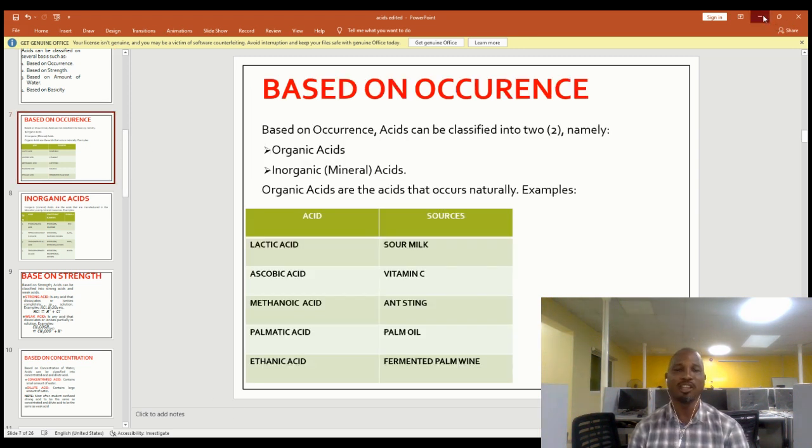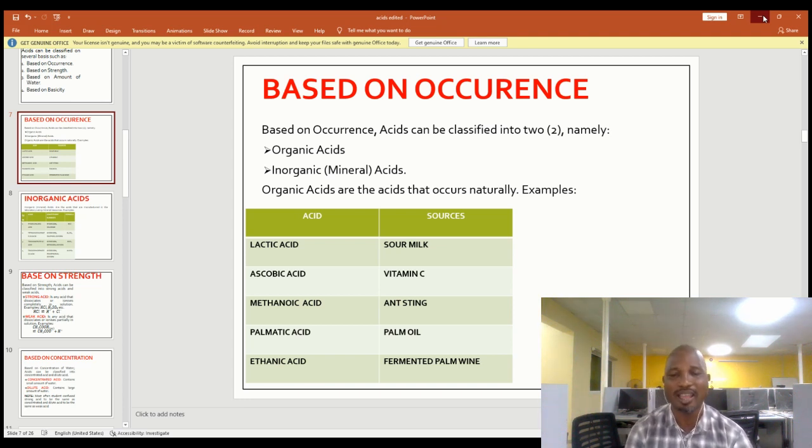Now, based on occurrence, we say acid can be classified into organic acid and mineral or inorganic acid. When you say organic acid, you talk about acid that occurs naturally. So organic acids are acids that occur naturally. An example of organic acid is lactic acid, and you can get lactic acid from your sour milk. A milk that is left to sour overnight becomes lactic acid.